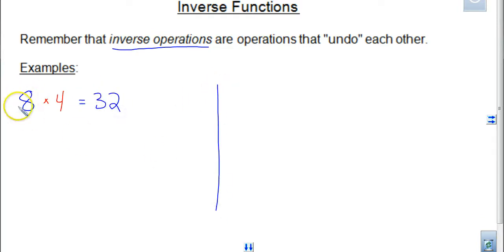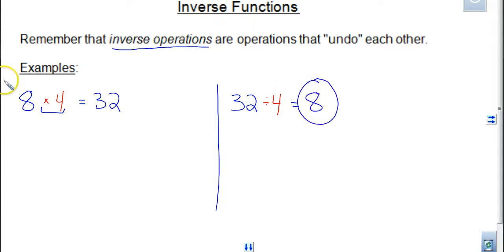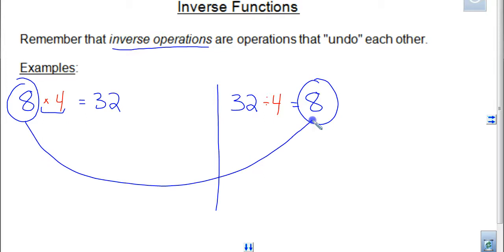So right now, 8 is my starting value, multiplying by 4 is my operation, and I get a result of 32. Now, if I start with that result of 32, the inverse of multiplying by 4 would be dividing by 4. And if you take a look, 32 divided by 4 is 8. So by doing the inverse operation, I've now undone what I did originally, and I have what I started with. Okay, so inverse operations or inverse functions will undo or reverse what was just done to it.